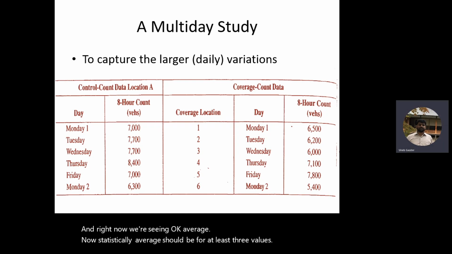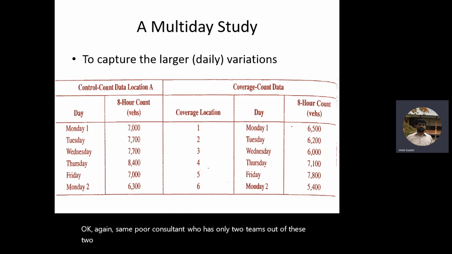Remember, keep it as a note, write it down as a rule. Whenever you're calculating averages, it should be for at least 3 values. So we should do it for at least 3 days. Again, same poor consultant who has only 2 teams. Out of these 2 teams, one is counting, the other one is in the restaurant, right? I forgot the name of the control. Yeah, one is at the control.